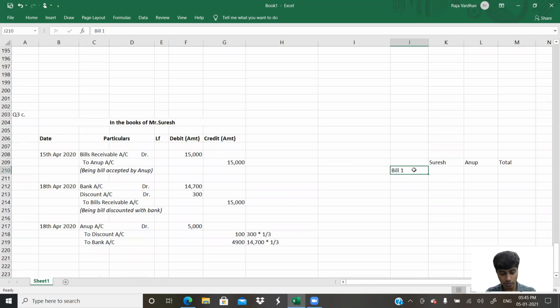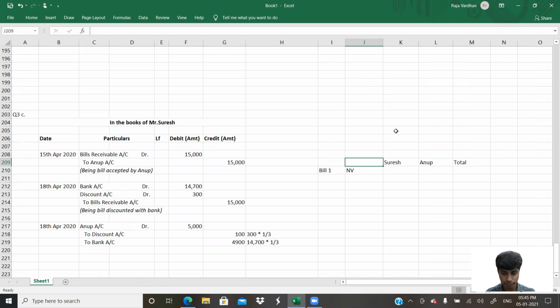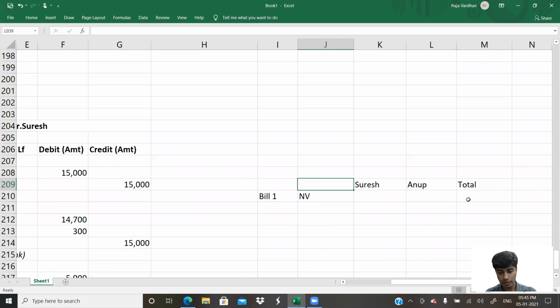I'll put this bill number 1 here. Out of this bill, what is the value of the bill? The nominal value? Yeah, bill value is 15,000. That is to be shared by them in a 1/3 ratio, wherein Suresh gets 10,000 and Anup gets 5,000.